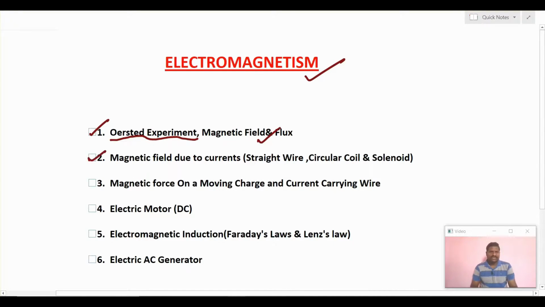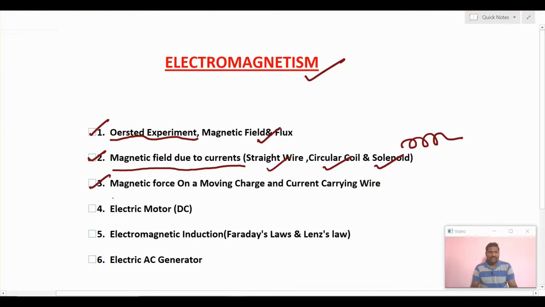The second one is the magnetic field due to currents. The magnetic field due to currents may be through a straight wire, a circular coil, or a solenoid. If you send a current through these three, how will the magnetic field be created, and what will be the direction of the magnetic field? We can see this in this concept.